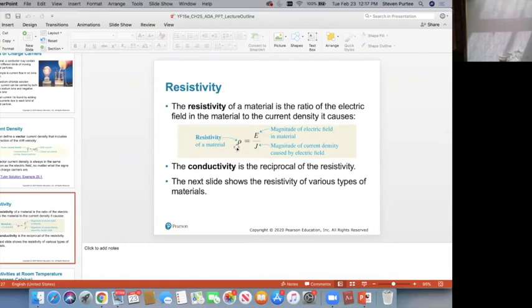It's material dependent. It's not chunk of metal dependent. All copper in the entire universe has the same resistivity. This depends on the material. Two different chunks of copper might have different resistances, but they have the same resistivity. If you take the reciprocal of that, you get what's called conductivity. Again, if you take solid state physics, you'll talk a lot about conductivity. We don't here. Now, resistivity is temperature dependent.